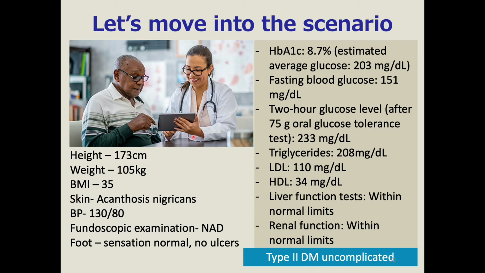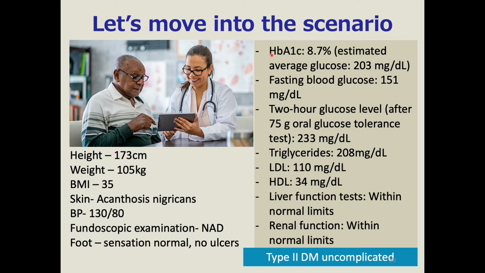So let's look at the examination findings of this patient. Height is 173 centimeters, weight is 105 kilograms, and BMI is 35. So this patient is obese. On skin, he has acanthosis nigricans, and blood pressure is 130/80. Fundoscopic examination shows no abnormalities. On foot examination, sensation is normal and there are no ulcers.